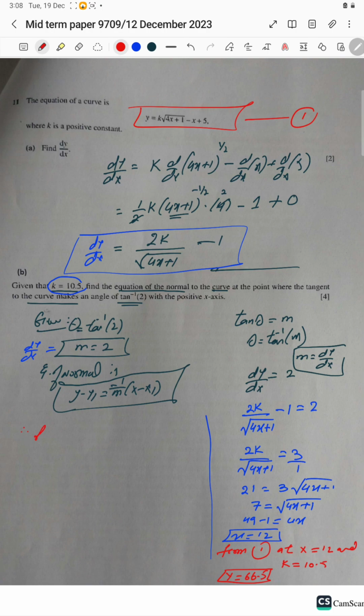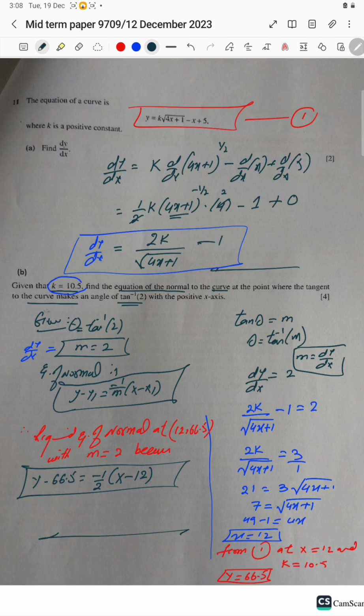So therefore, the required equation of normal at the point (12, 66.5) with m equal to 2 becomes y minus y1, that is y minus 66.5, equal to minus 1 over 2 times x minus 12. That is the final result. I hope you got it, and if you have any query while understanding any question, please feel free to speak and write in comments. Thank you.